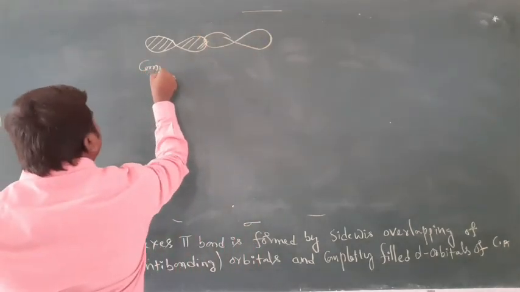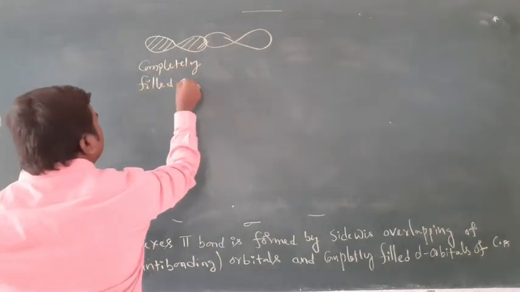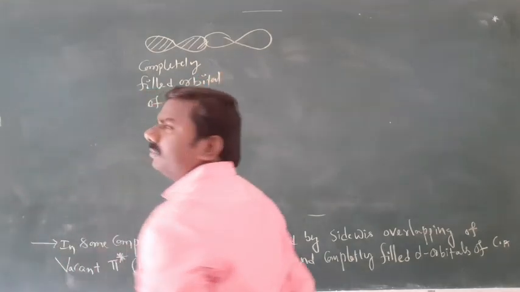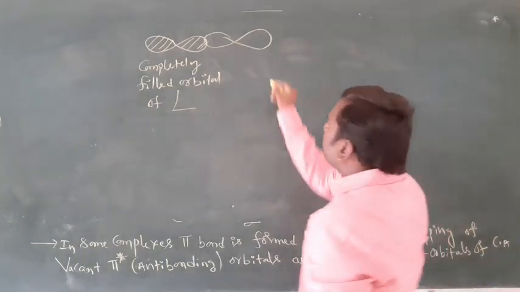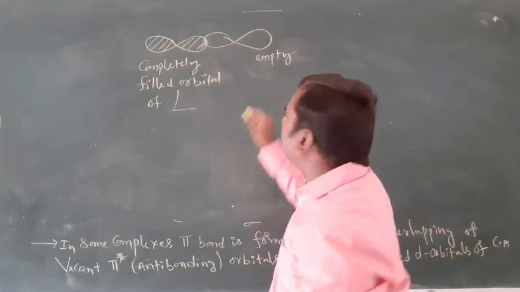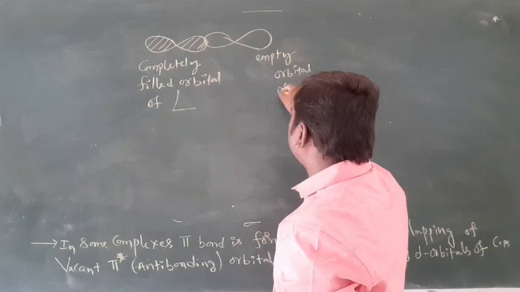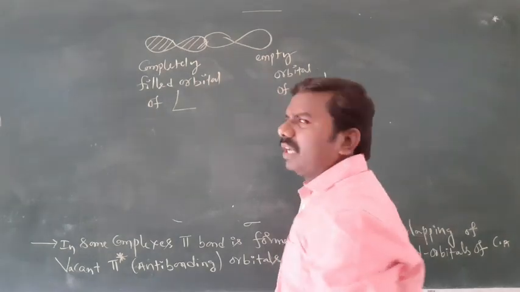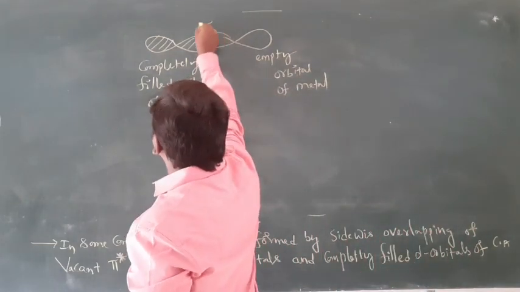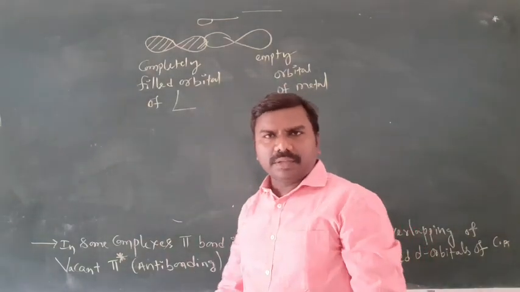It is completely filled orbitals of ligand. Okay, it is empty or vacant orbitals of metal atom, nothing but a central atom. It is a d orbital. The bond formed is sigma bond. It is axial overlapping. Clear?